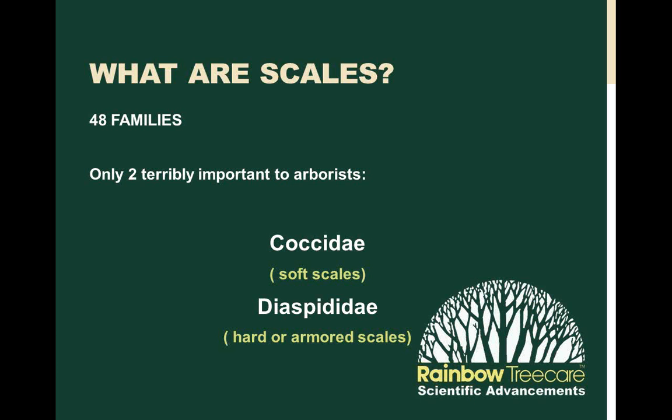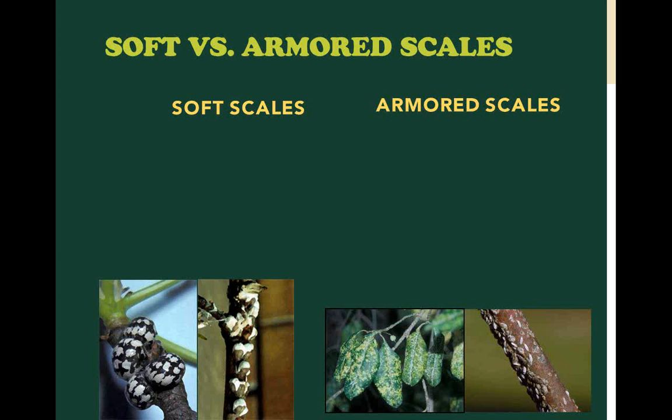Basically there are 48 families of scales, but we're really only interested in the soft scales, which is Coccidae, and then also the hard scales, which is Diaspididae. It's kind of hard to say. I have trouble saying it, but basically you really want to know there are soft scales and hard scales, and the controls are different for each of them. There are some similar controls, but there are some different controls for the hard scales.